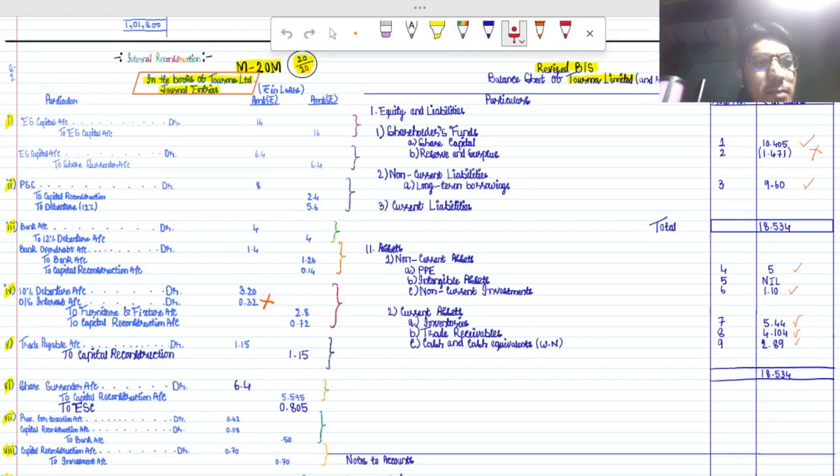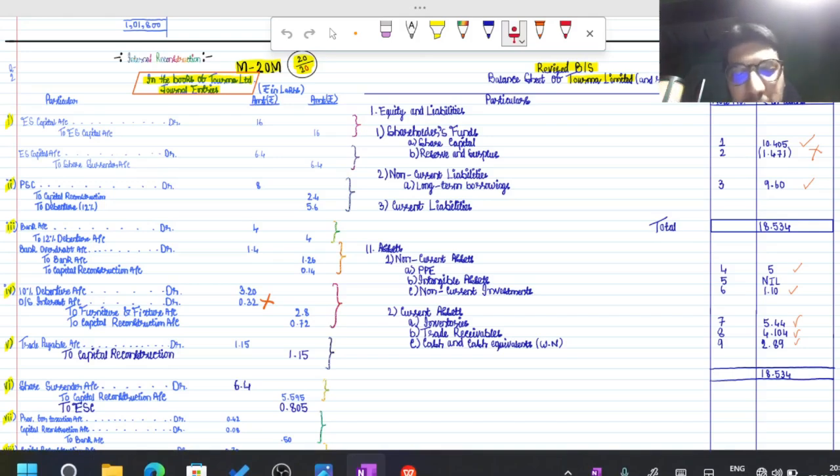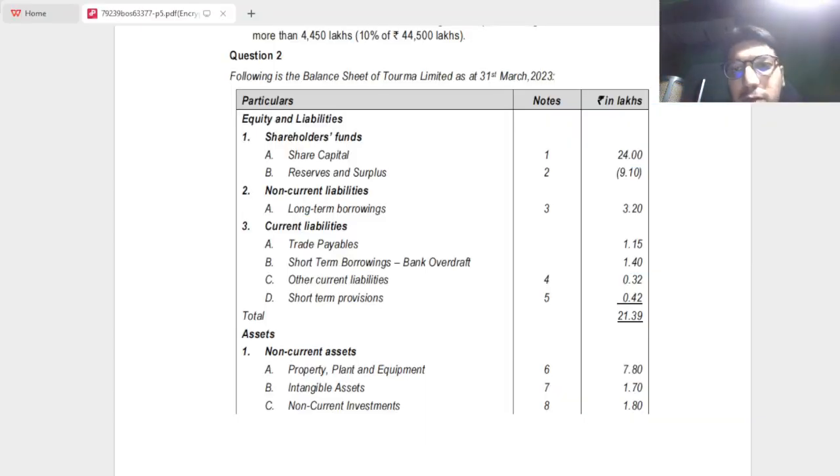It will enable you to solve this kind of question in a systematic manner. We'll see the solution of internal reconstruction. This is a question of 20 marks, and in this question, first we will see the requirements of this particular chapter.